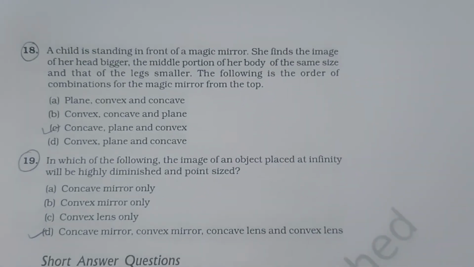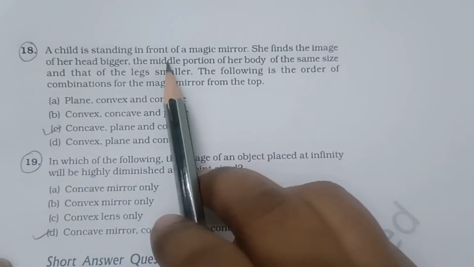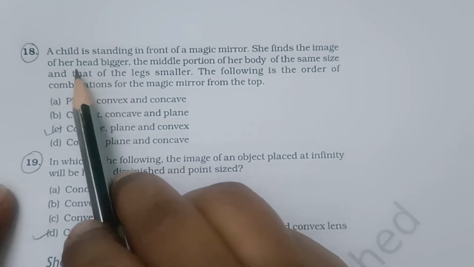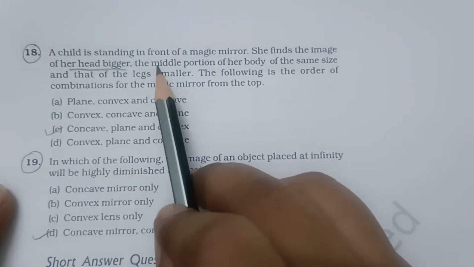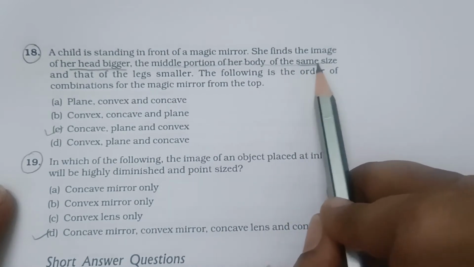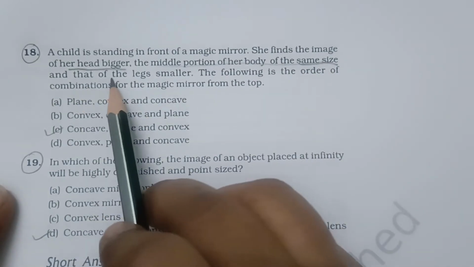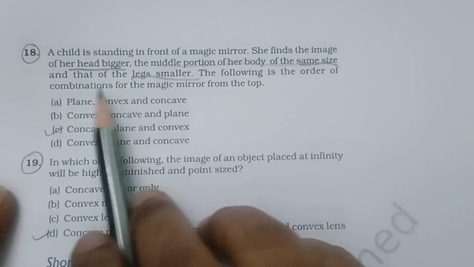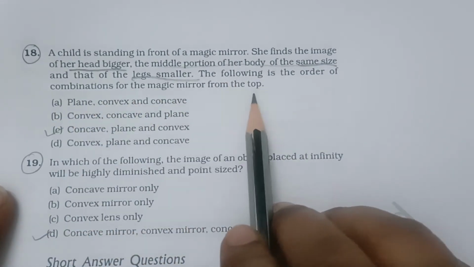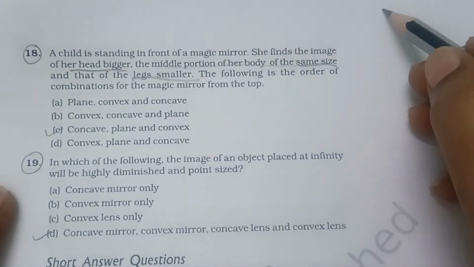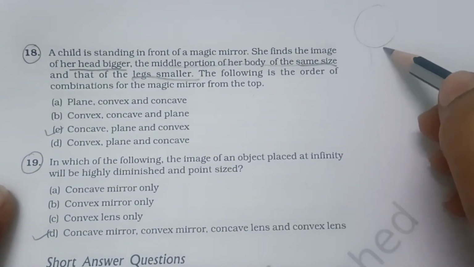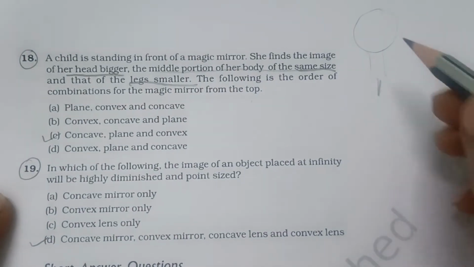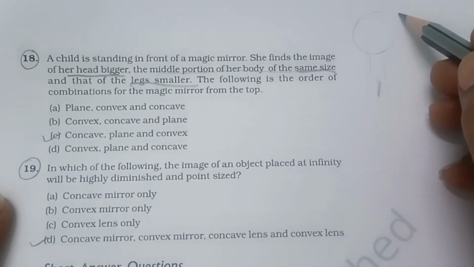Next. A child is standing in front of a magic mirror. She finds the image of her head bigger, the middle portion of her body the same size, and that of the legs smaller. What is the order of the combination for the magic mirror from the top? Head is bigger, the body is the same size and the legs are very small. So what are the combinations of the mirror from top to bottom?